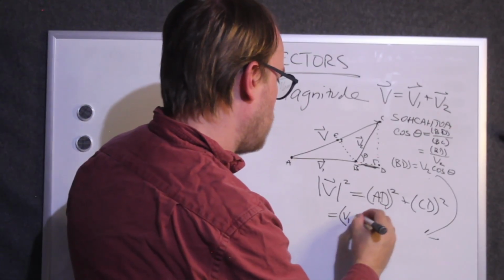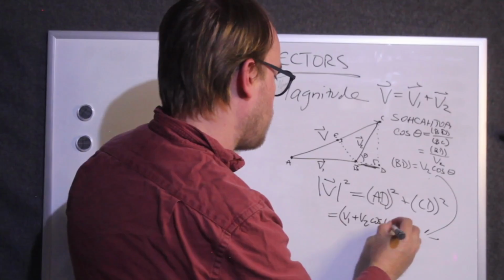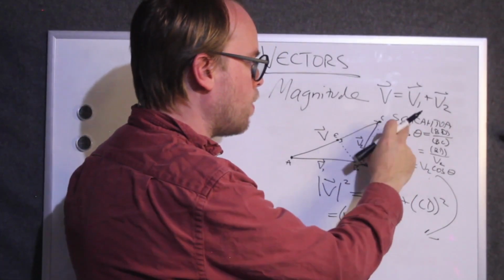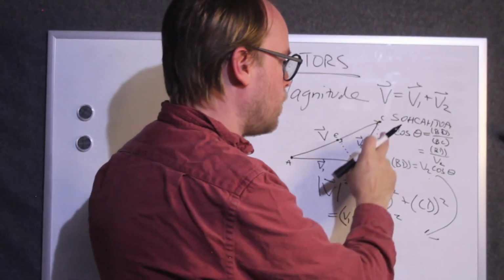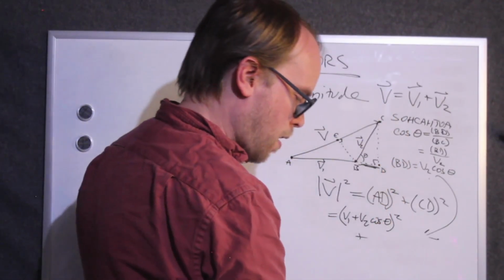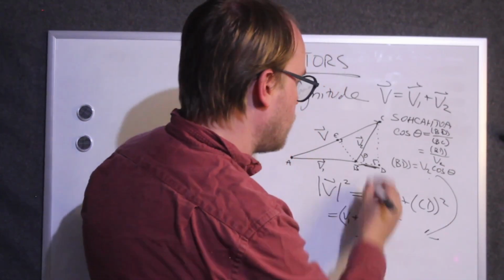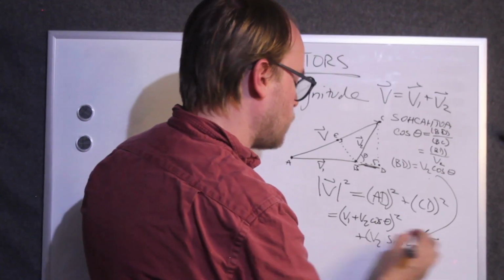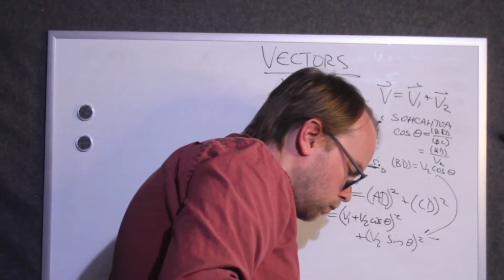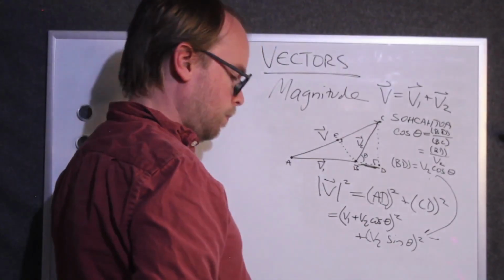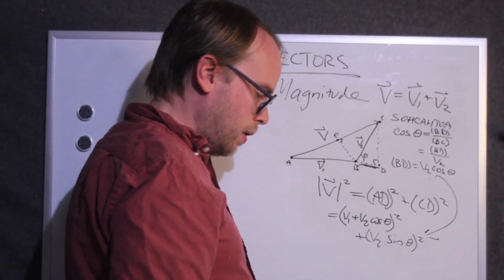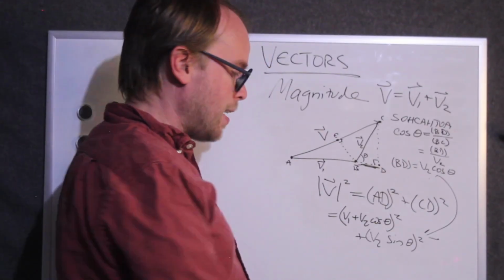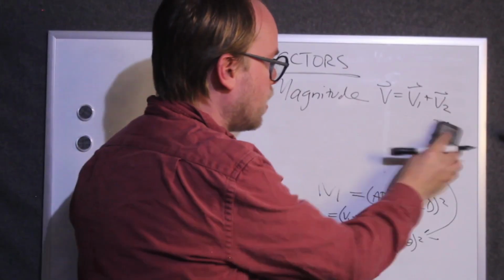Equals (V1 plus V2 cosine theta) squared plus, now we need CD. Well, from the same thing, we've got that as the opposite over the hypotenuse, right? So that becomes (V2 sine theta) squared. Now we get to use a little bit of moving stuff around and a trigonometric identity. I'm going to erase this and recopy it.